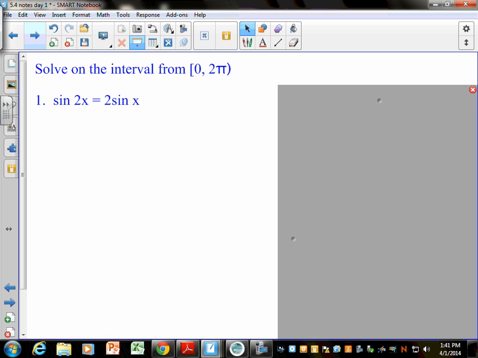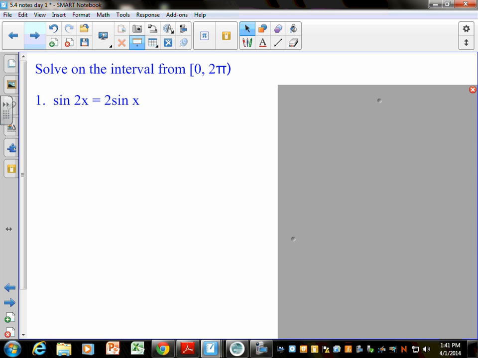Big thing is directions, especially as we get close to a test next week. Make sure you read the directions. If the directions say prove the identity, that's where you just work with one side and try to make it equal the other side, no crazy stuff going on. But if it says solve the equation, remember your goal is to get an answer like x equals pi halves or x equals pi thirds, right? That's the goal of that.